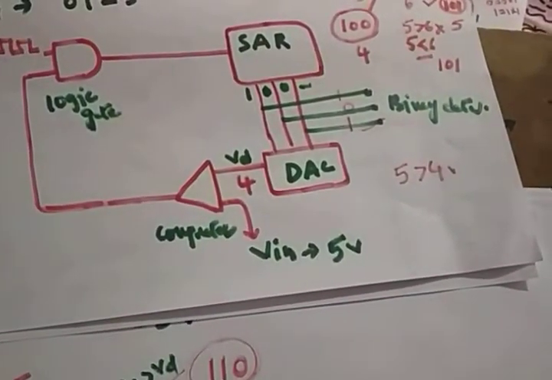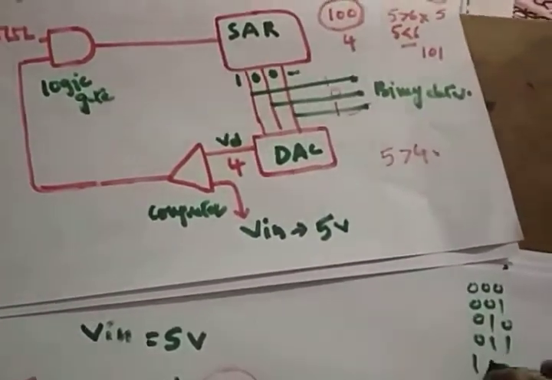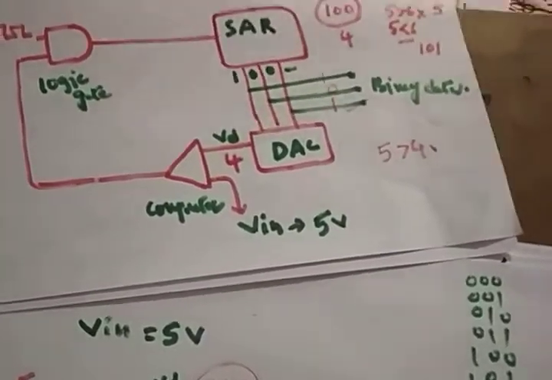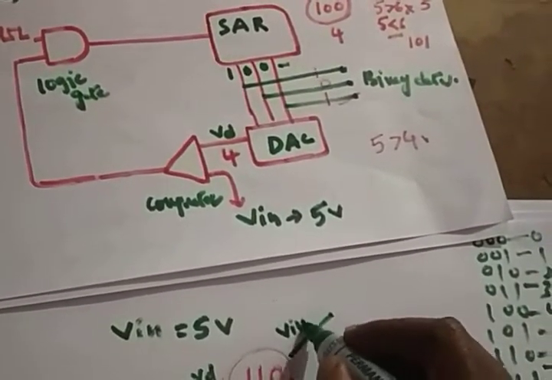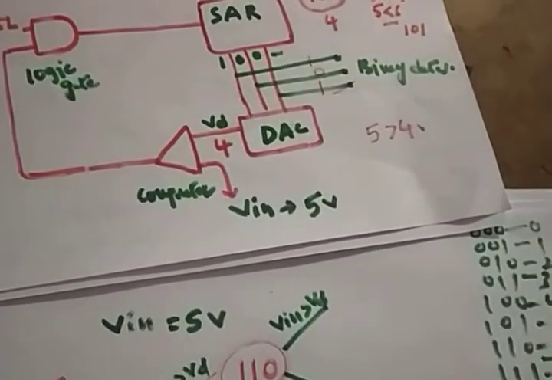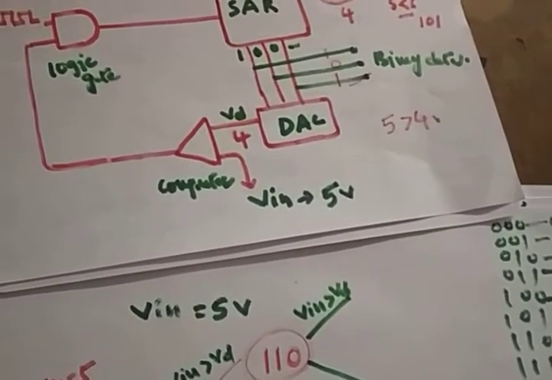1 1 0. What is the value of 1 1 0? So 1 1 0 is nothing but 6. You know 0 0 0, 0 0 1, 0 1 0, 0 1 1, 1 0 0, 1 0 1, 1 1 0, 1 1 1. So it's 0 1 2 3 4 5 6 7. So 1 1 0 is the value 6. Here I will get the two options again: V in greater than VD, or V in less than VD. What is V in? 5. What is VD? 6. Is 5 greater than 6 or less than 6? It's less than 6.